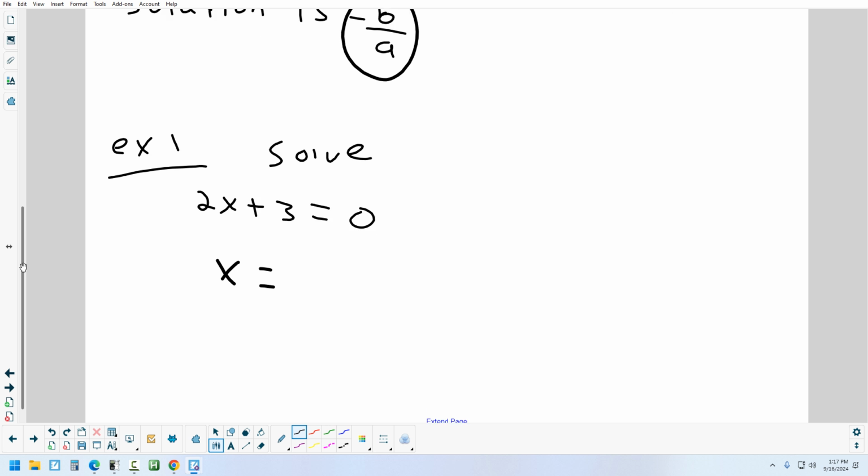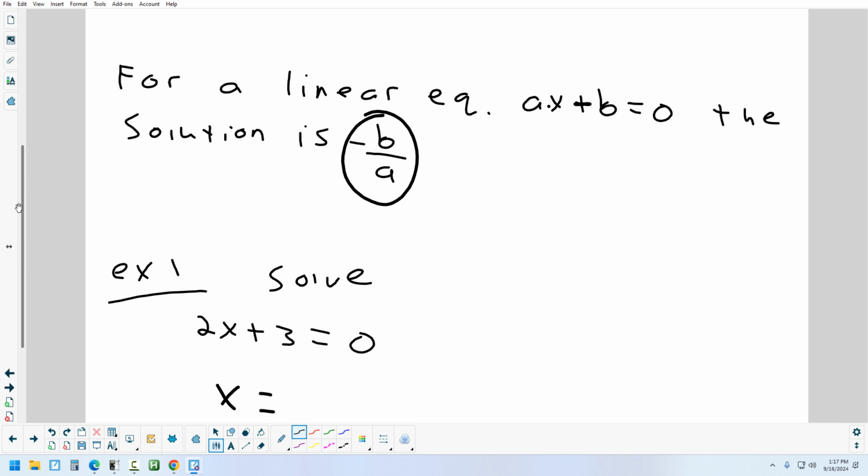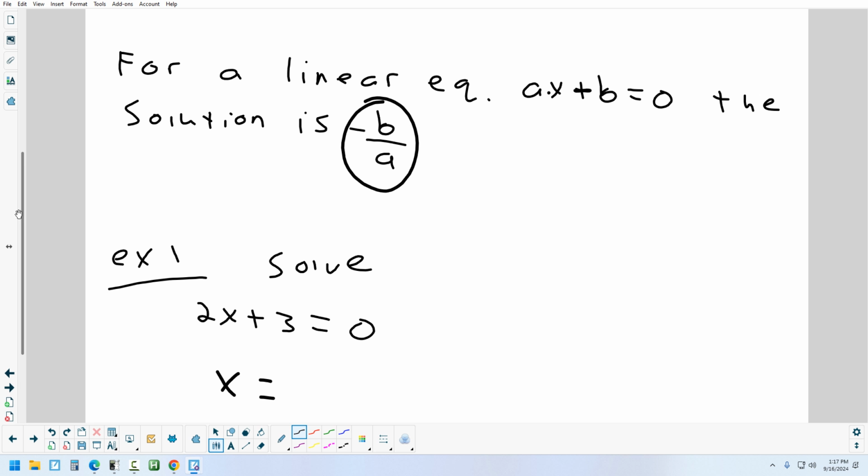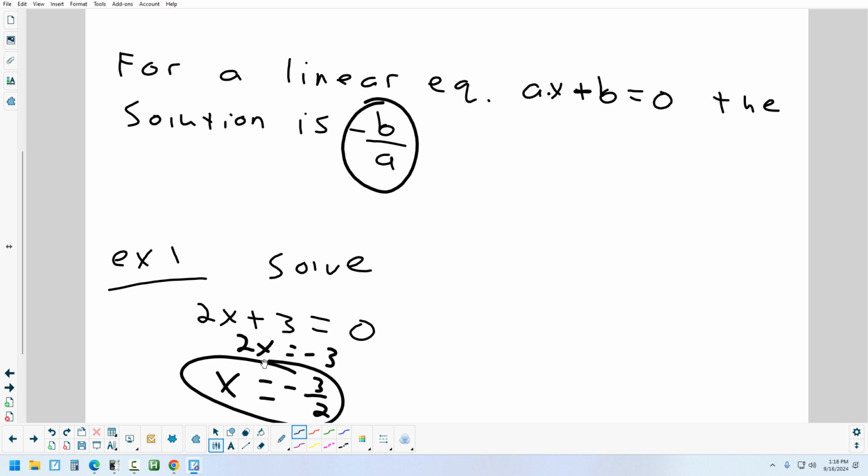So if you solve that equation for x, what would you get as a fraction? 2 over 3? Wouldn't it be 3 over 2? Well, negative 3. Negative 3 over 2, because you minus the 3 from each side, and then divide by 2. So negative 3 over 2. And that number is the root of that equation. If you plug it back in, you'll get 0.